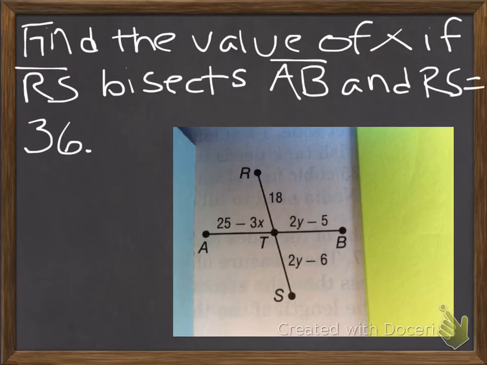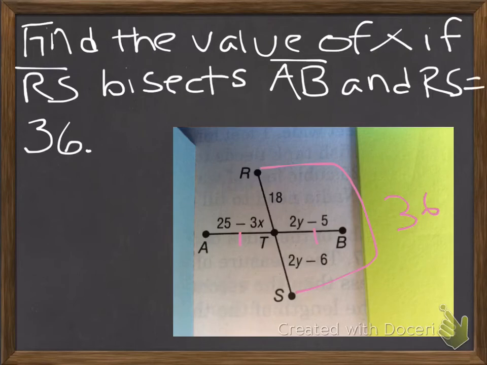Next one. We're going to find the value of x if RS bisects AB and RS is 36. So RS, the total here, is going to be 36, it's saying. And if something bisects something, that means that it makes it equal. So if it's bisecting AB, that means these two are equal. But we need to find y first to be able to solve the AB. And we're going to ultimately need to find x. So we need to find y first.